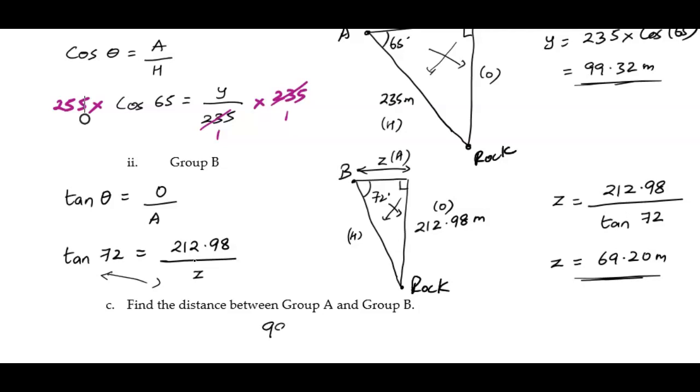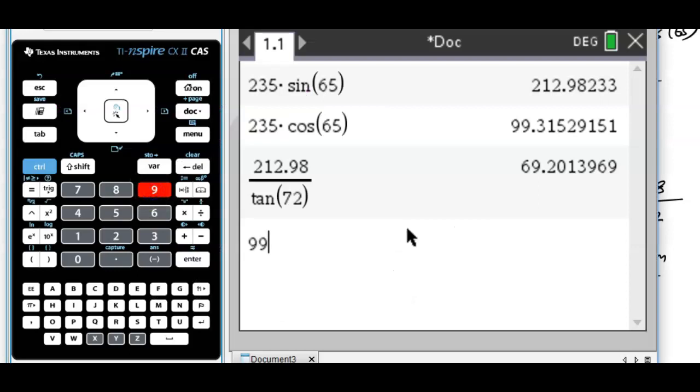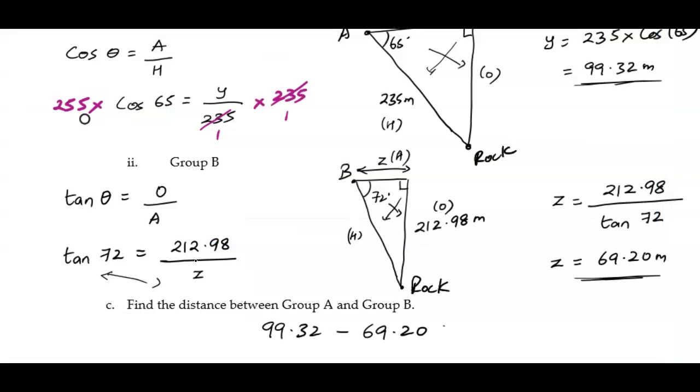So 99.32 minus 69.20. Putting that into my calculator, 99.32 minus 69.20 gives me a distance of 30.12 meters. That's going to be the distance between group A and B.